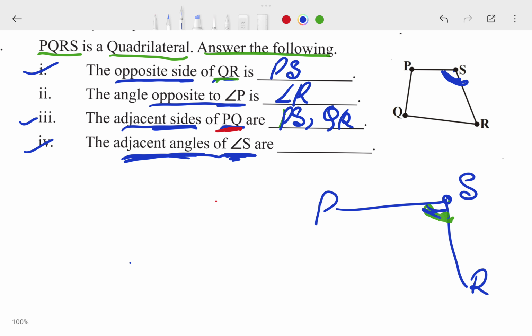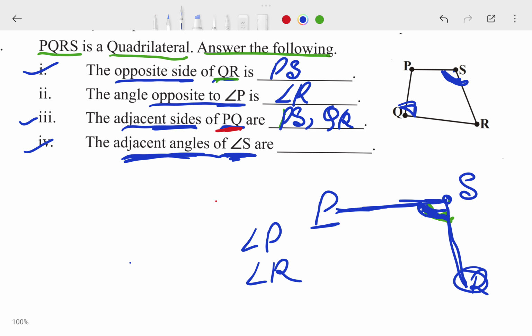Now, in the angle S, what is the adjacent angle? Opposite angle means, if you ask the opposite angle of S, Q is the opposite angle of S. But it is asking for adjacent angles. How will you find it? If you see this angle, which line segments are coming? These Q, P lines are going to S, and this R line is going to S, and that is the only adjacent angle. So this P is our one adjacent angle, and this R is our other adjacent angle.